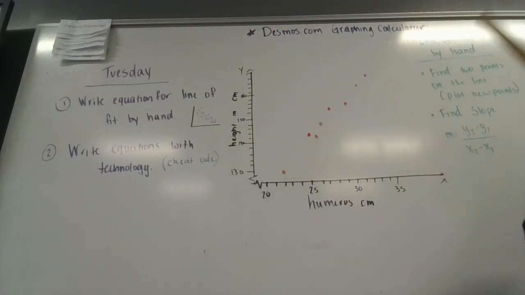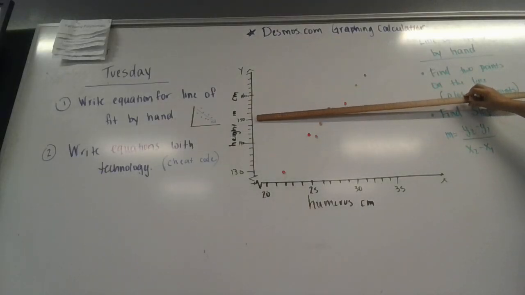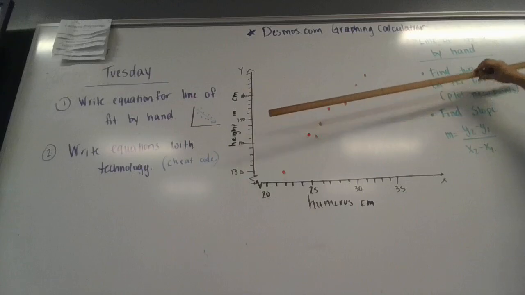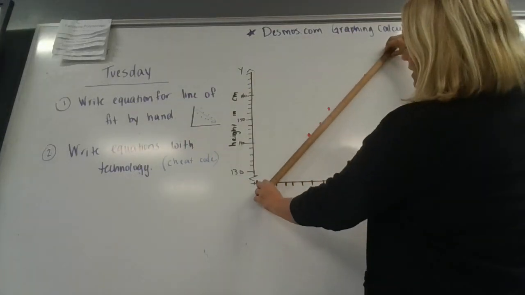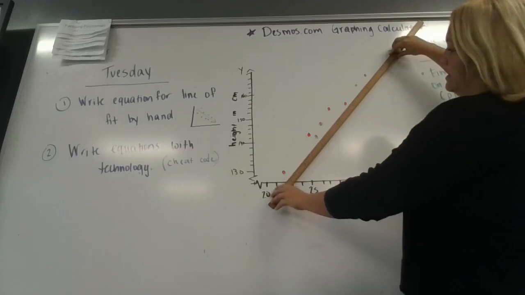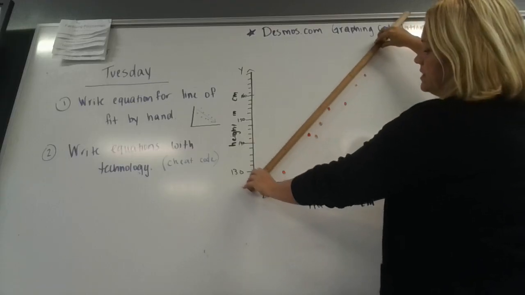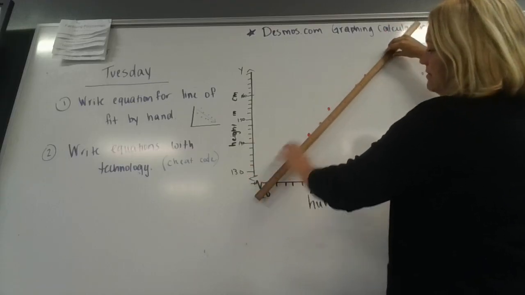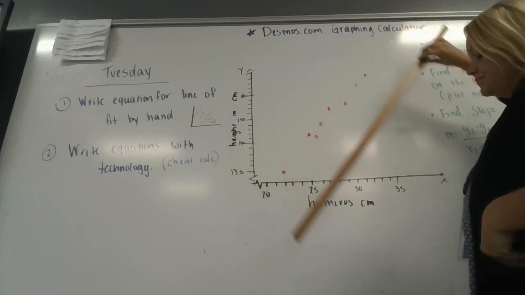But I sometimes have to try it 2-3 times before I feel good that it's right through the center of the data. I don't want a line here. That's not it. It needs to be right in there. And I don't want my line down here where all of the data are above it, or up here where all the data are below it. I want to try to get the same number of points above as below.